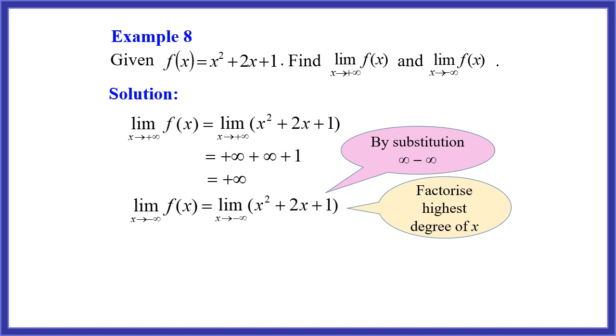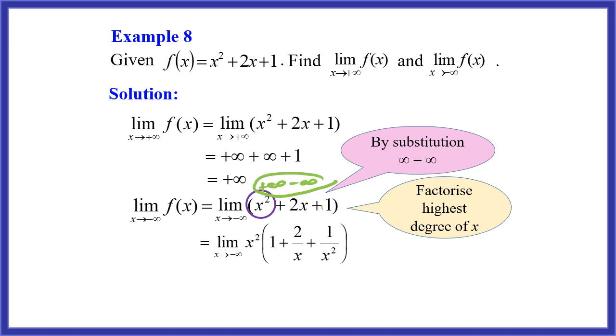Okay, so because we have positive infinity minus negative infinity, right, this one will be positive infinity, but this one will be negative infinity. So we have to do substitution because we cannot determine what the infinity number is. We don't know the exact value of infinity. So we can factorize because it's a quadratic, right? So we factorize the highest degree of x, so we can factorize into linear.